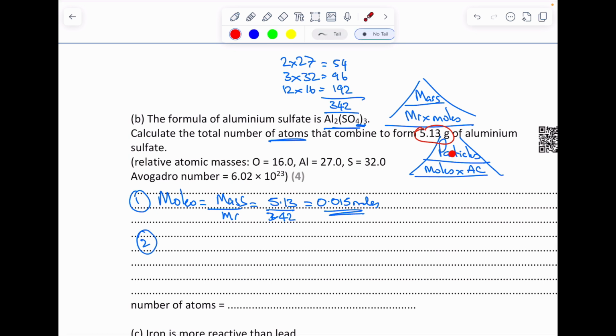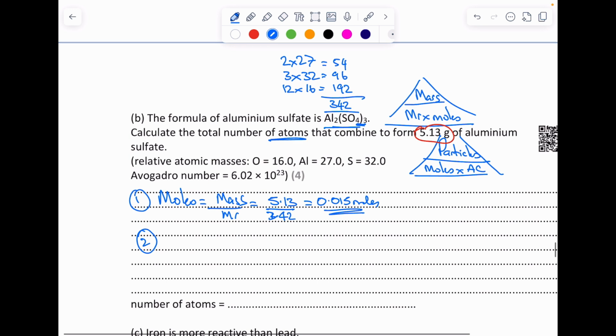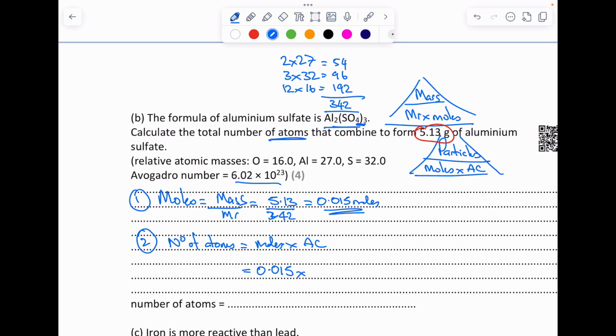Okay. Second step, what I want to do now is convert that moles into particles. So we use the second triangle to work out the particles is moles times Avogadro's. So here we've got number of atoms equals moles times Avogadro's constant. Now we need to be careful here because the moles are 0.015 and Avogadro's constant is 6.02 times 10 to the power of 23.